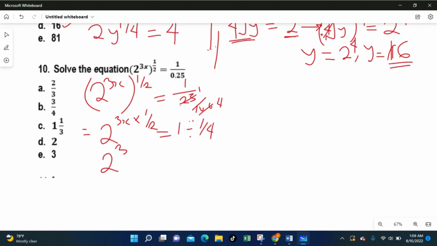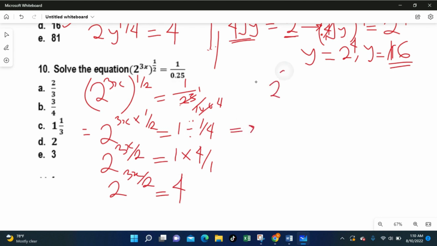Now 3x times 1 over 2 will give us 2 raised to power 3x over 2, and this will be equal to 1 times 4 over 1. So 2 raised to power 3x over 2 is equal to 4. Now remember, we can write 4 as 2 raised to power 2, because 2 raised to power 2 is equal to 4. So with this, we now have a common base.